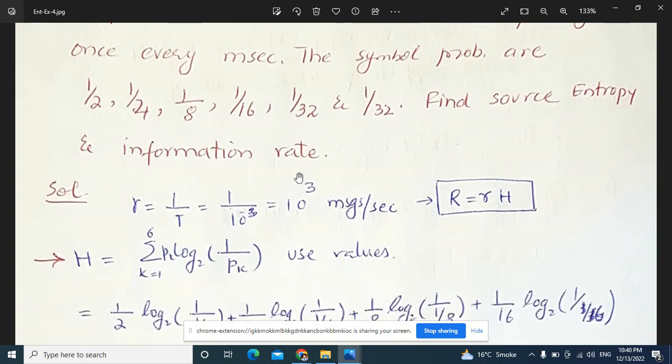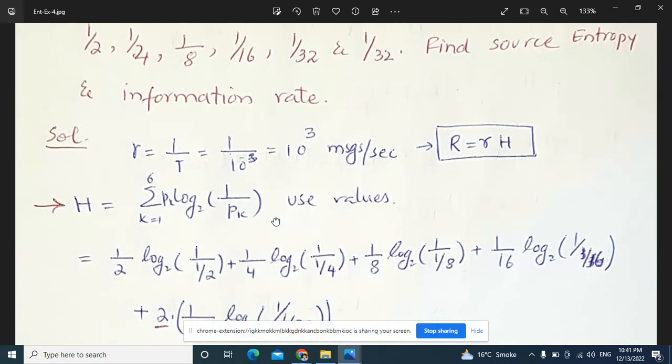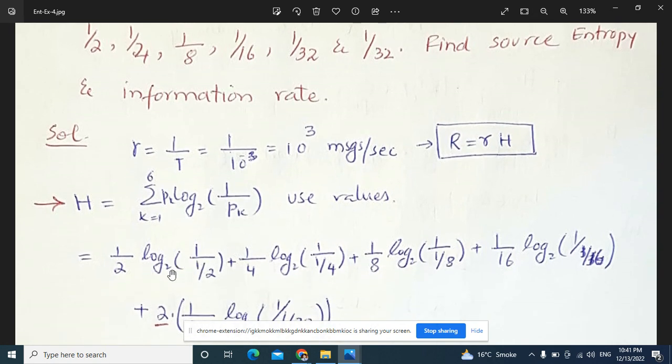If you want to calculate the information rate, we already know that the information rate R is equal to r multiplied by H. So for this formula, you need to calculate H first, that is the source entropy, which is H equal to summation from k equals 1 to 6 of pk log 2 of 1 over pk. Then you can use the values. The probability of first message is 1 by 2, so 1 by 2 log 2 of 1 by 2 plus 1 by 4 log 2 of 1 by 4 plus 1 by 8 log 2 of 1 by 8 plus 1 by 16 log 2 of 1 by 16.